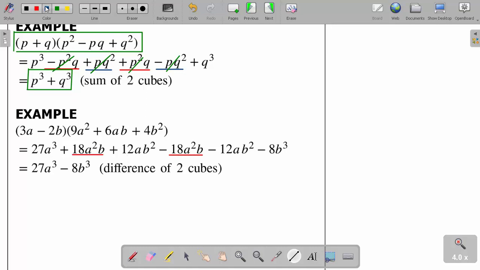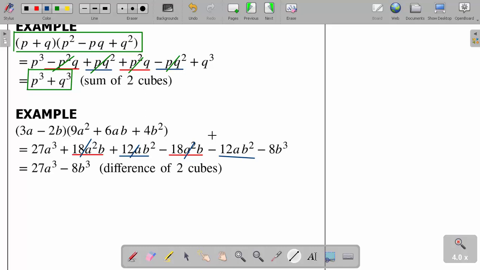Likewise, the positive 12ab squared will cancel with negative 12ab squared. So when I cancel them, I'm left with a difference of two cubes, which is now 27a^3 minus 8b^3. That's the difference of two cubes, as we're going to see in our next example. Maybe before that, let me show something here.